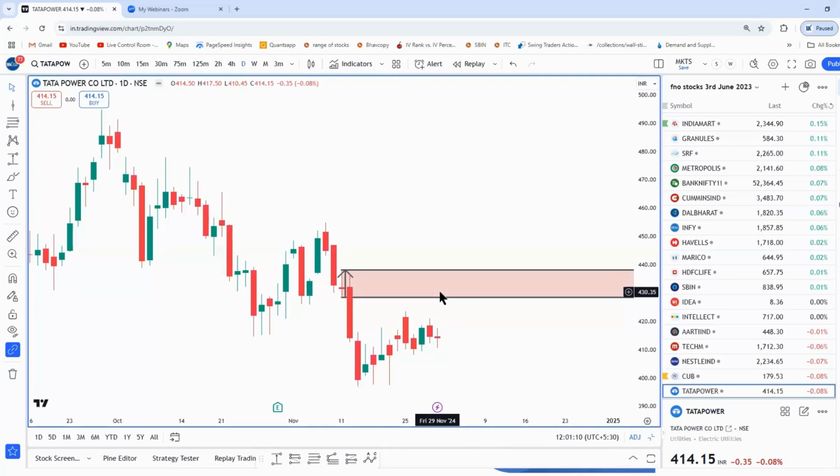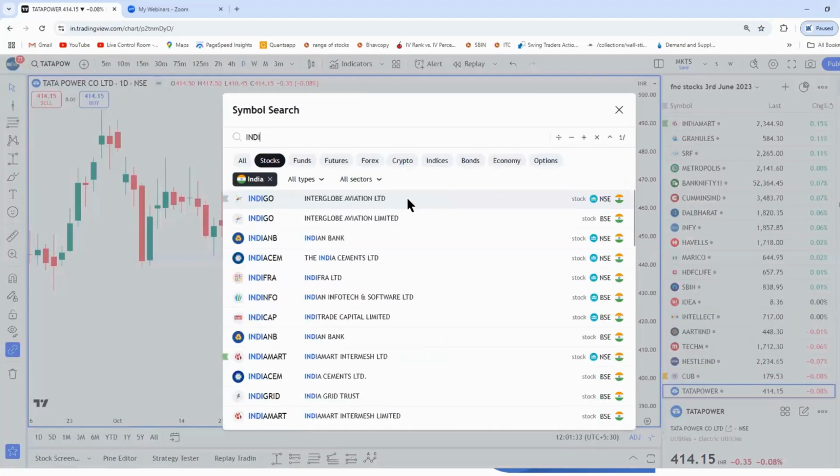So PK, as long as the wick is small, it's fine. If the wick is very big, let's say this candle has got a very big wick, then not a great leg out. So leg outs ideally should have a full bodied candle. So Tata Power looks good. Keep a watch on this. Pretty close to entry.